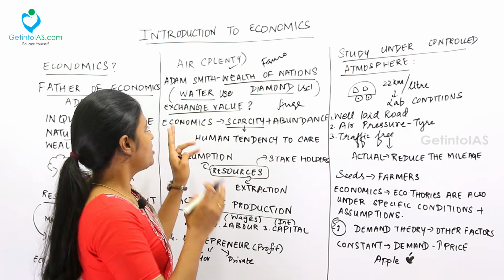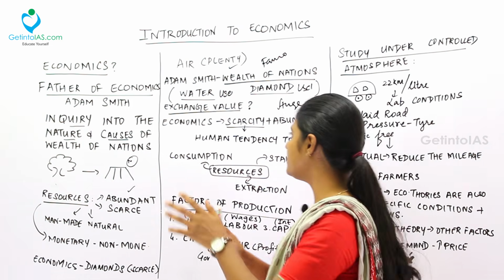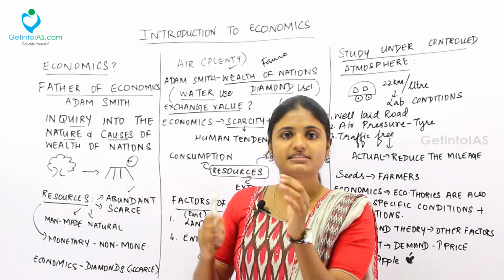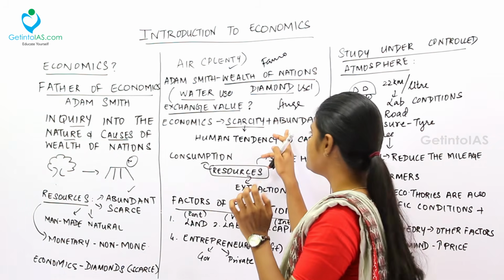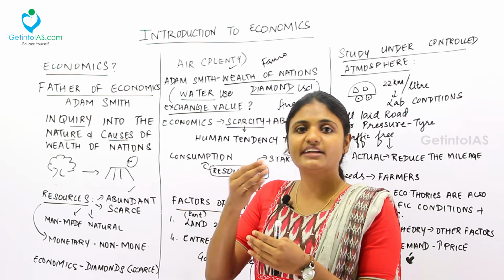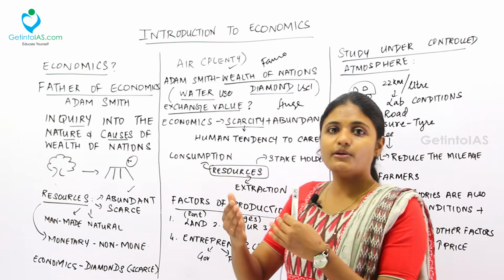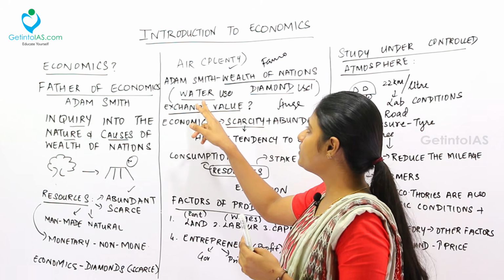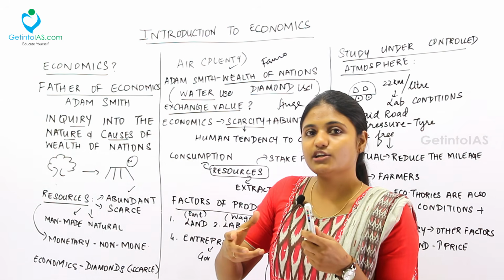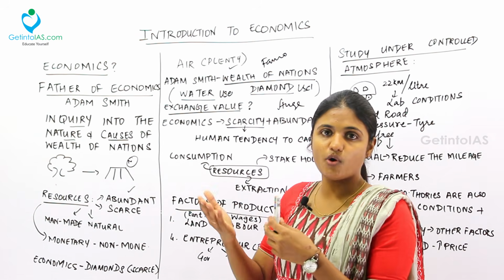Next, in economics, the two main subheadings we are going to study are scarcity and abundance. Scarcity is very little of something that exists in our economy. Abundance is something which is more. But human tendency is to care about the thing which is scarce. For example, many people will go behind diamonds, but not many people will run behind water or air to safeguard it. When you have a diamond inside your house, you will safeguard it inside your cupboard, but you won't safeguard water the same way.